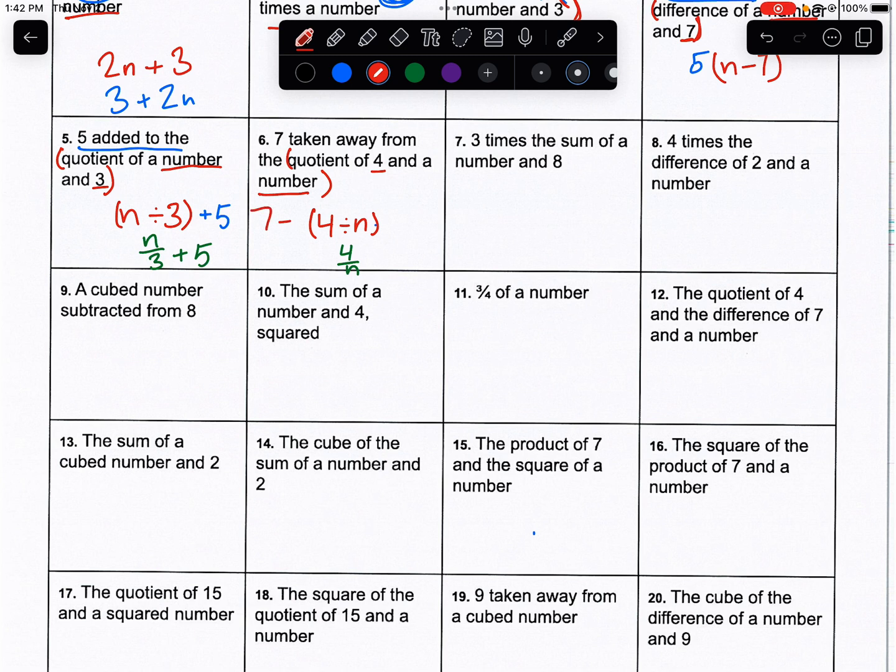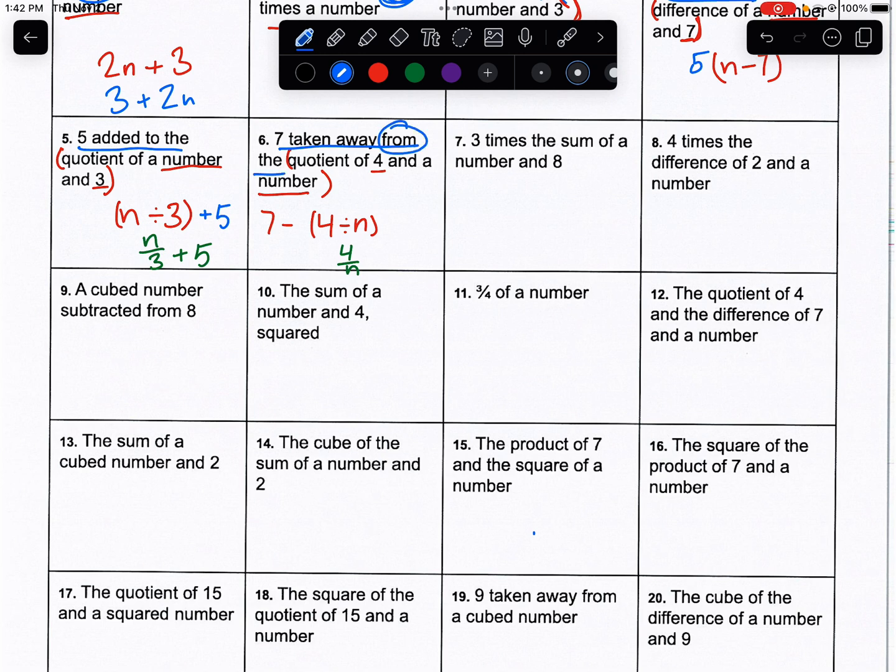So we might want to say 7 taken away from. Oops, wrong colors. You might write 7 taken away from. That's 7 minus. But, as you can see, let me change the color.